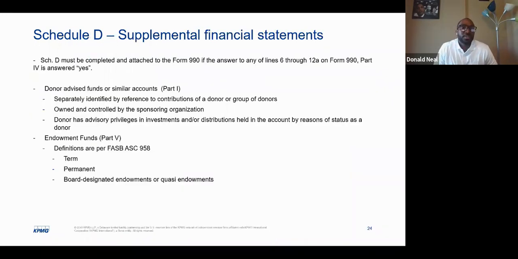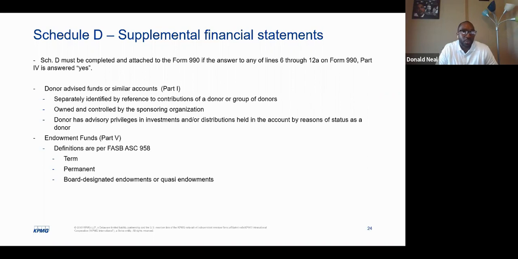In regards to the Schedule D, this is supplemental financial statements. So Schedule D must be completed and attached to the Form 990 if you answered any of the lines from 6 through 12A on Form 990 Part 4 of the core form. So this goes back to what I mentioned earlier. As you're going through Part 4 and you're looking at the check boxes, it's just yes or no. Based on how you answer those questions is going to basically state how you're going to have to complete what all points of Schedule D that you do have to complete.